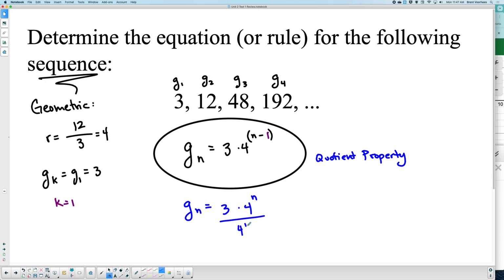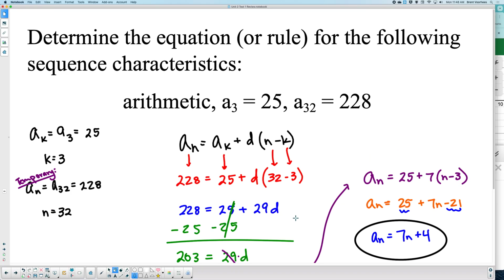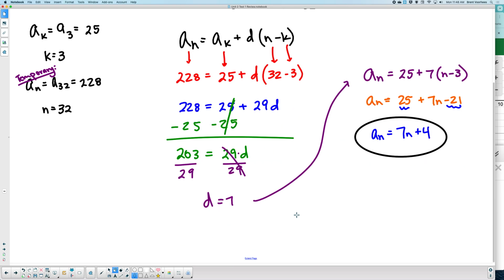4 to the first is just 4. You could rewrite it that way, and you could finally rewrite it as 3/4 times 4 to the power of n. You could write your equation that way if you wanted to. You could write it like that if you desired. So just to let you know, there are different ways you can write an equation, but as long as they're mathematically equal, you're good to go. Any questions on that?